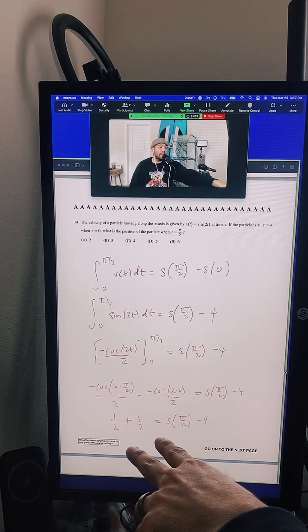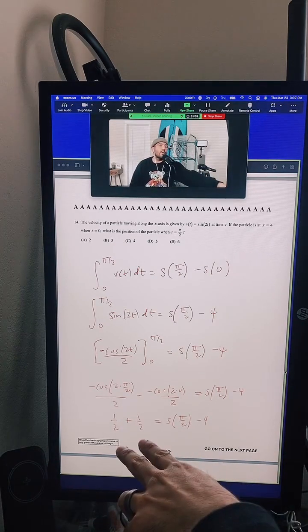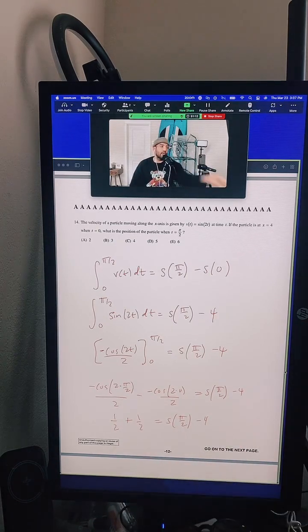This, you add that up, that's going to be 1. So we have 1 is equal to this whole thing. Let's bring the 4 to the other side. So we get 5 is equal to the position at pi over 2. And that is going to be our answer, D.